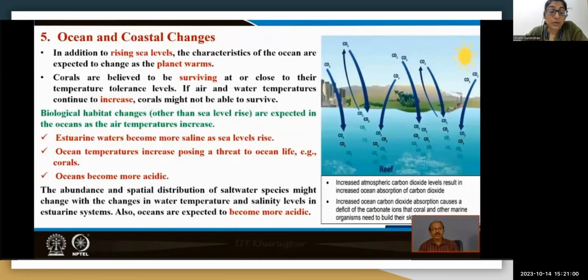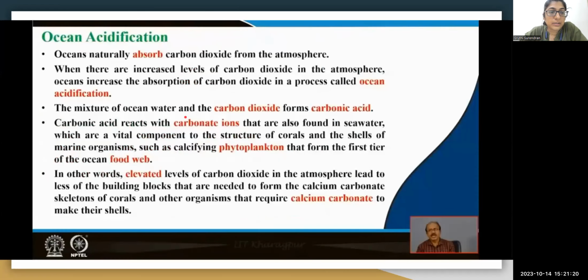Also, it is going to bring about a change in the physical and chemical content of the soil in the coastal areas, the bottom of the water, the content of the water and everything. So this is also a major impact of global warming. So this is what we were talking about, ocean acidification, where oceans are going to absorb carbon dioxide and form carbonic acid, a process which is called ocean acidification.